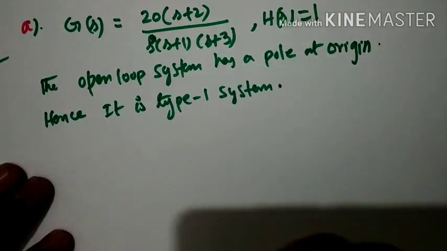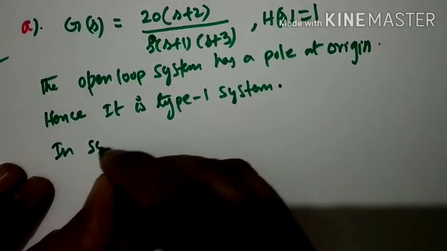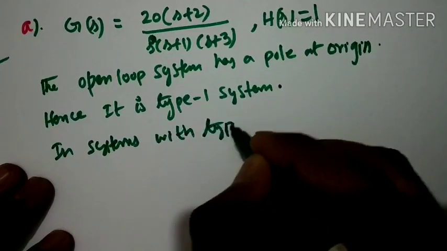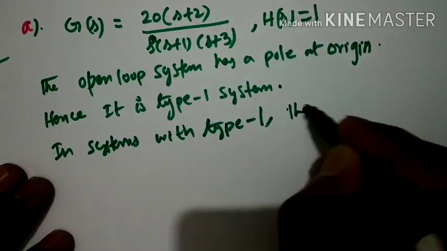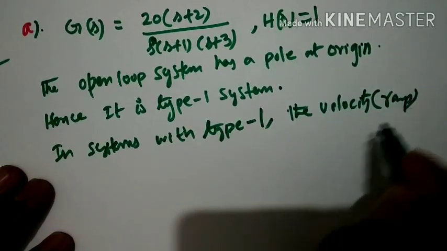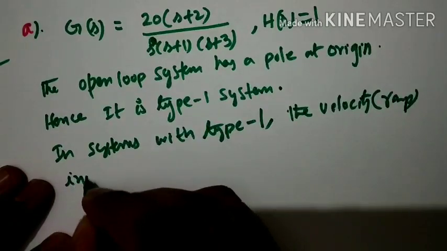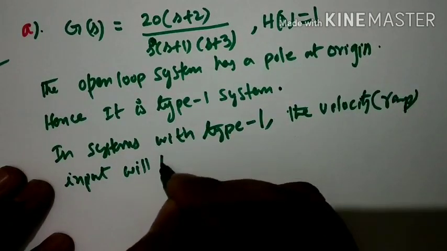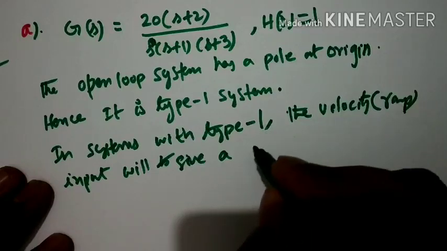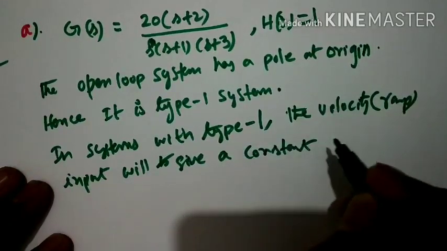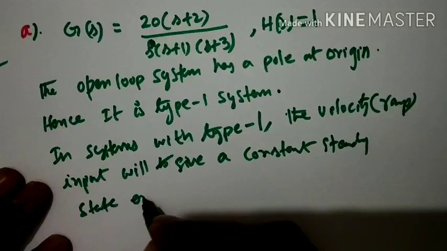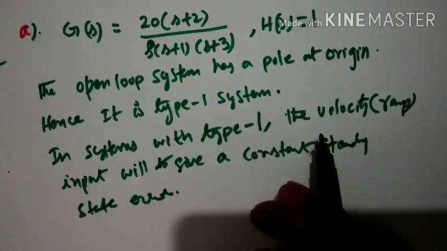In systems with the type 1, the velocity or ramp input will give a constant steady state error. So what do you understand?